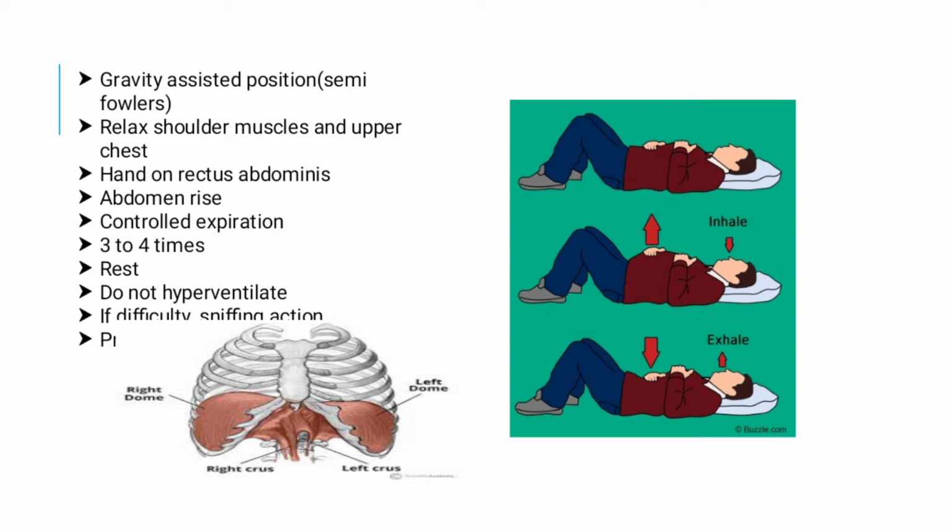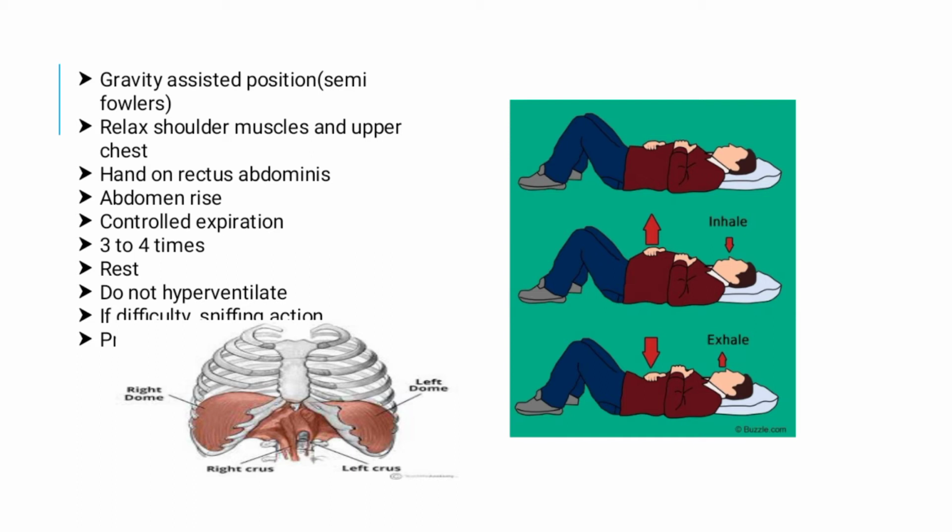Okay, so this is the instruction which you need to give to your patient. Ask the patient to be in semi-Fowler's position. Take a deep inspiration through the nose. At that time the abdomen has to come up, and ask the patient to expire through the mouth. At that time the abdomen has to come down. So this is the normal procedure. So this is how you can train diaphragmatic breathing.